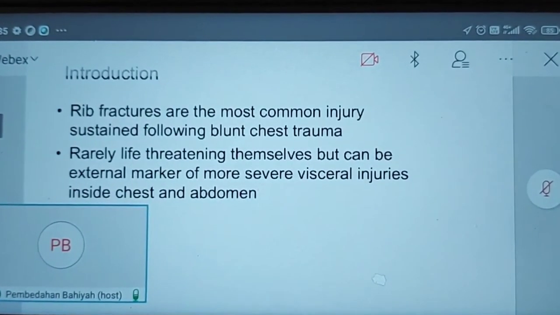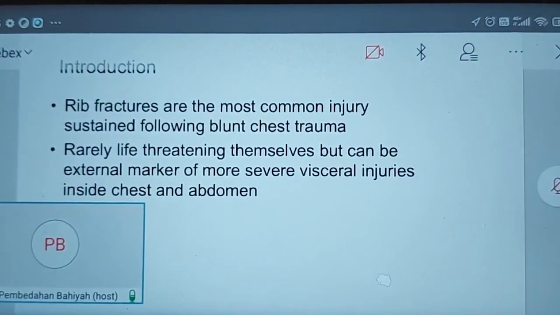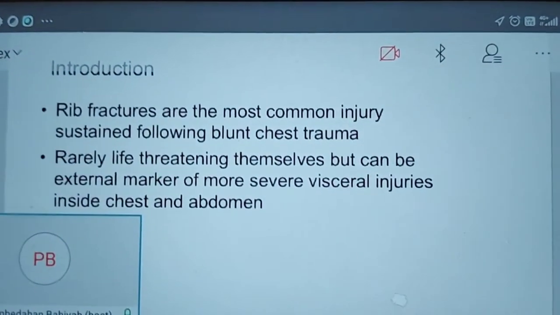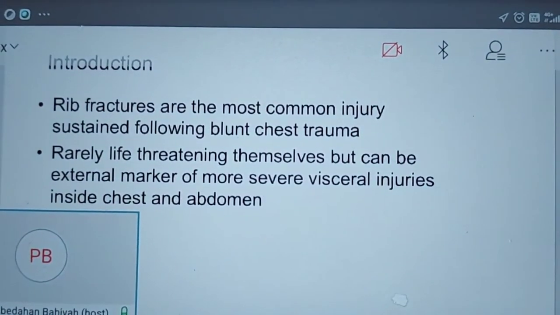Rib fractures are the most common injury sustained following blunt chest trauma. It is rarely life-threatening by itself, but can be an external marker of more severe visceral injuries in the chest and abdomen.